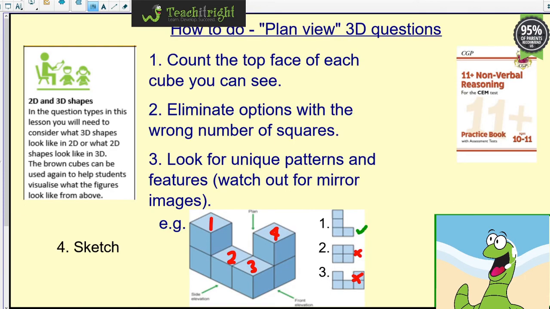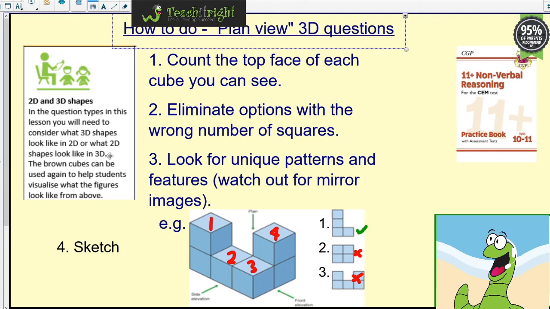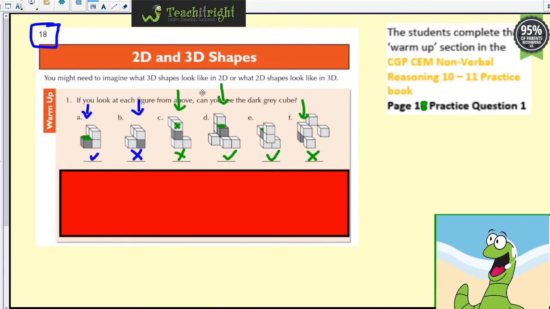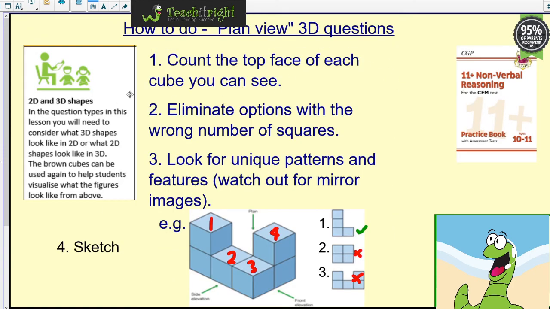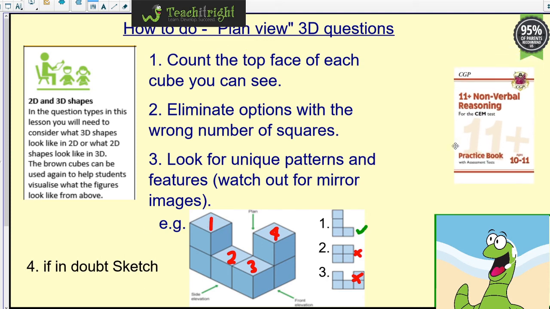I would recommend perhaps copying these notes down. How to do 3D plan view shapes. I've also called them bird's eye view shapes or top-down questions, or what do they label them here? Well, 2D and 3D shapes. But I'd recommend pausing here, copying this down. You can see an example. Look, I've gone through and worked out and ticked the right one. I've eliminated the wrong ones that don't work and given reasons why. If in doubt, sketch it out. Little hint down there from before. I'm going to ask you to pause the video here, guys, and do that so we can then move on as and when you're ready.